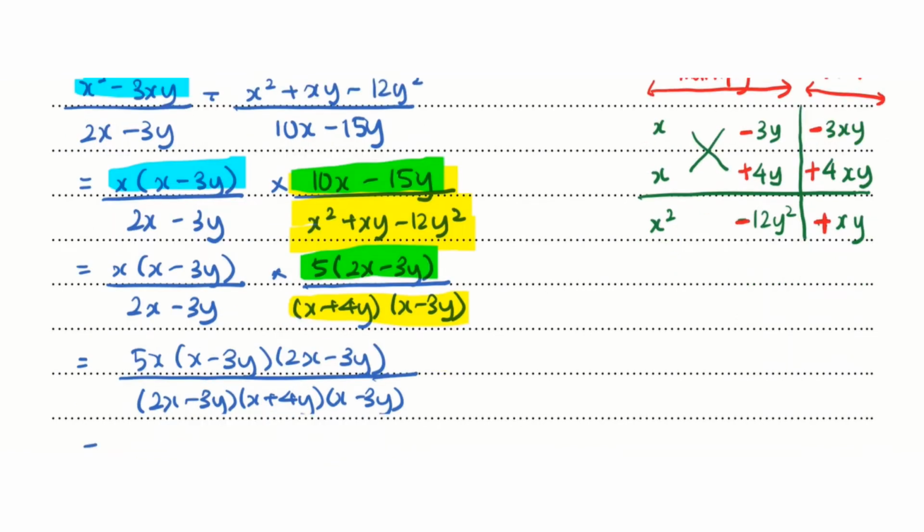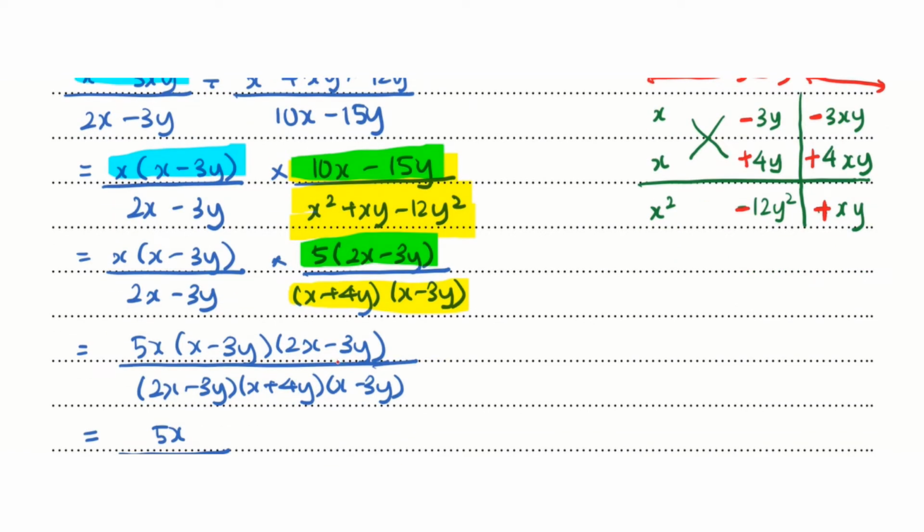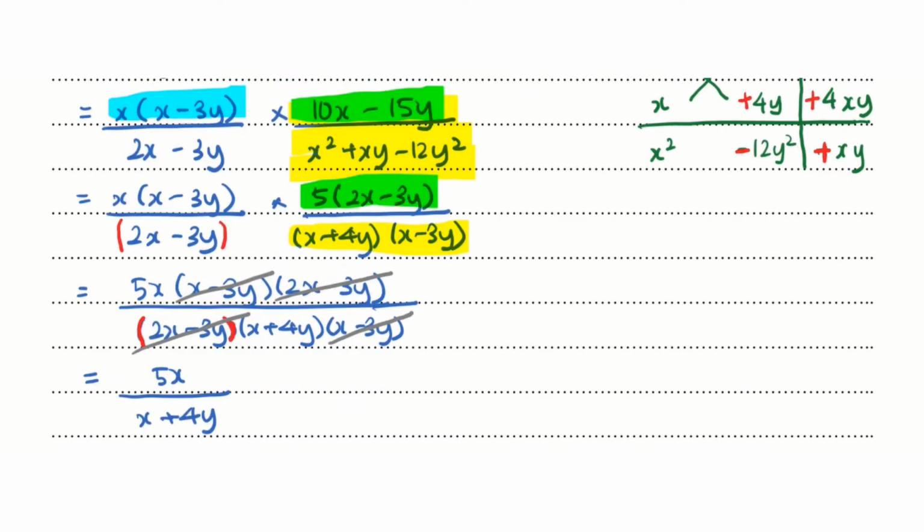Then we proceed into multiplying the numerators together and the denominators together. Okay, taking note that 2x minus 3y here is together, that's why I put brackets over here. Following from there, I will cancel the common factors between the numerator and denominator, so I can cancel away 2x minus 3y, and I also can cancel away x minus 3y. Finally, our answer will be 5x over x plus 4y.